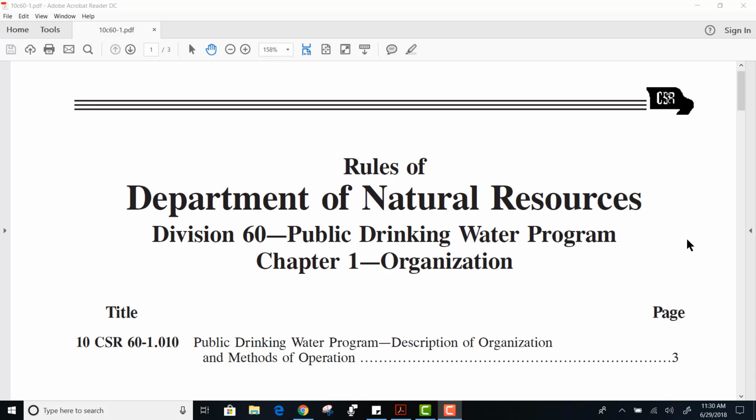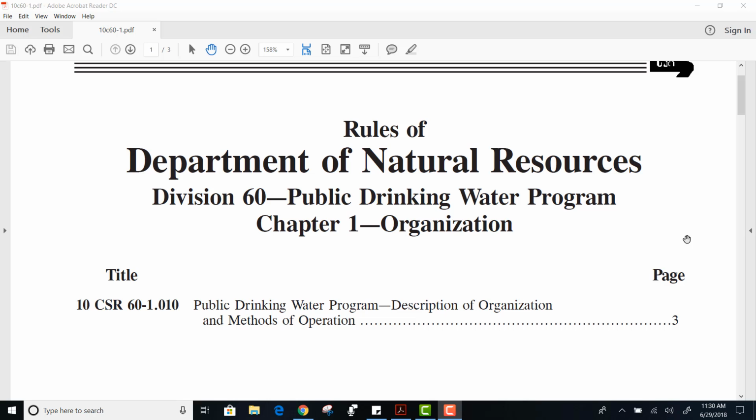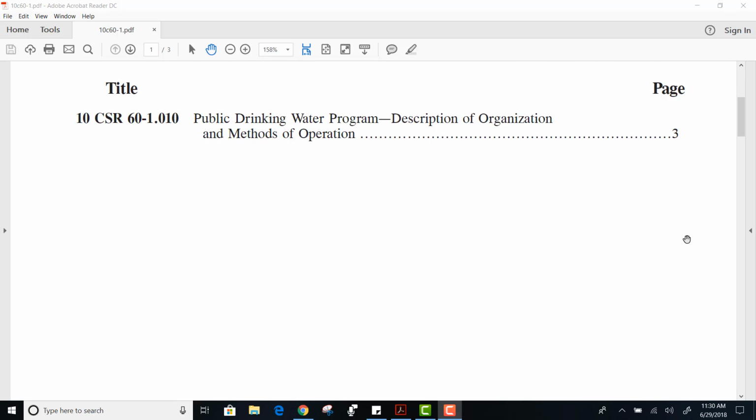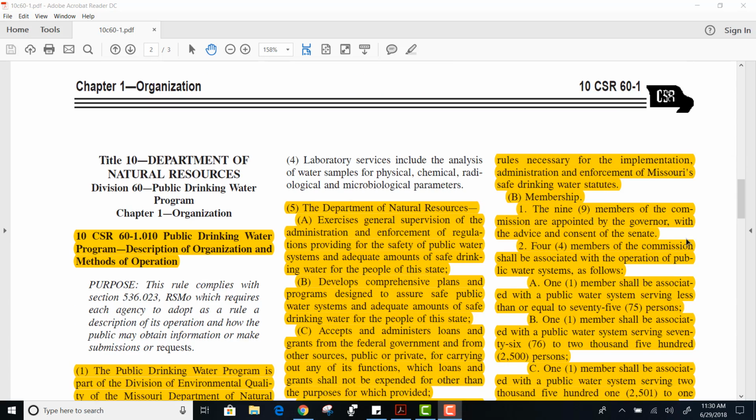Okay, let's take a look at the Public Drinking Water Program, Chapter 1, Organization. This is what the first page will look like if you download all the rules of the Department of Natural Resources. We're going to walk through all of these regs.